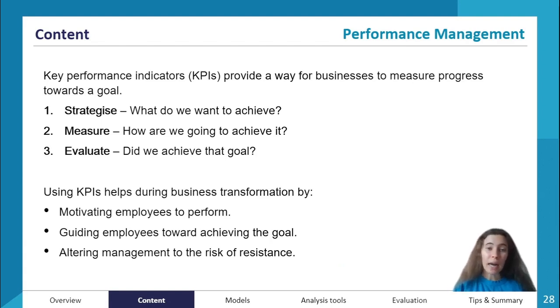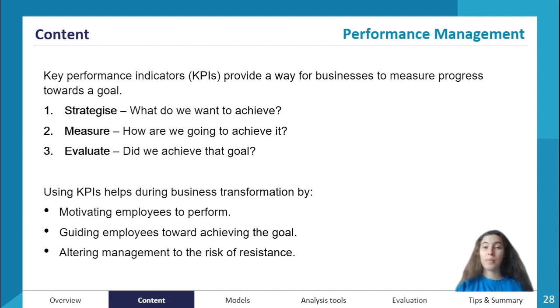So, key performance indicators or KPIs are something that you may have heard of before, and this is something that's part of performance management as well. These provide a way for businesses to measure progress towards a goal that they've set. So, this whole process will involve strategizing. What does the business want to achieve? How is the business going to achieve it? That's about measuring and then evaluating, did we achieve that goal? What else can we do in future? How can we improve? All of those different questions and considerations.